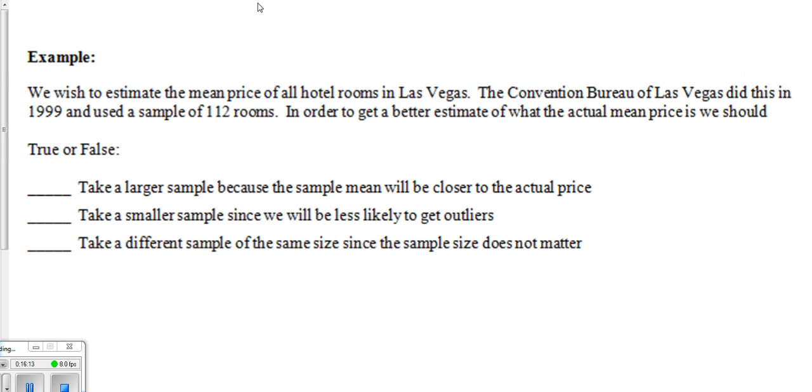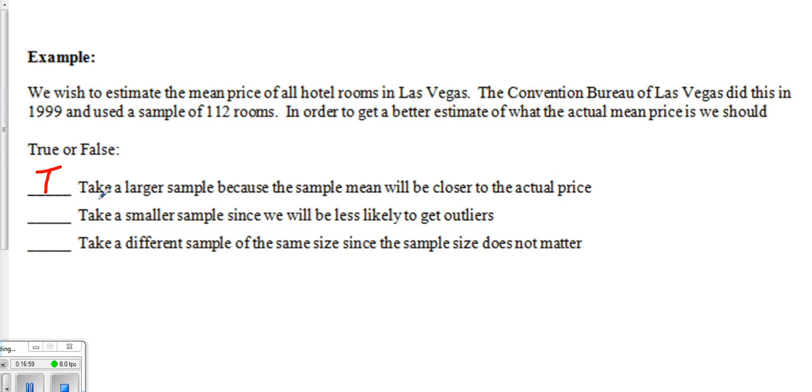So let's look at some examples of what the law of large numbers might be telling us. We wish to estimate the mean price of all hotel rooms in Las Vegas. The Convention Bureau of Las Vegas did this in 1999 and used a sample of 112 rooms. So they wanted to find the average cost of a hotel room, and so they surveyed 112 different rooms. If they wanted to get a better estimate of the actual mean price, which one would actually be true here? We should take a larger sample, because the sample mean will be closer to the actual price. Well, that's true. That just means if we survey more rooms, we should get closer to the actual truth, which is definitely true. That makes sense.